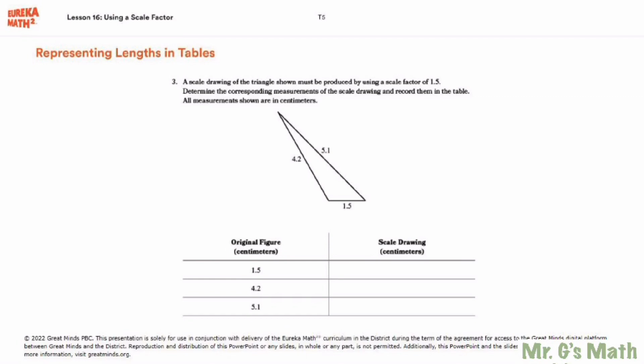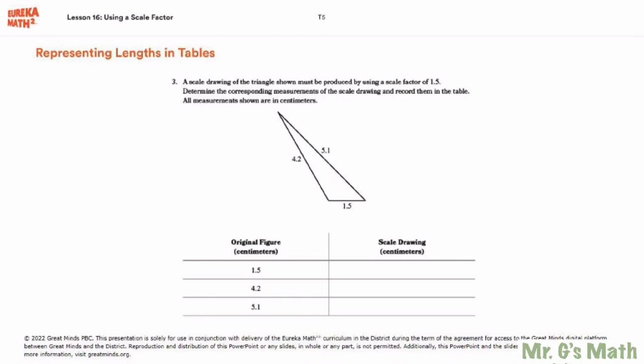But I don't think we have to do that because it says here, determine the corresponding measurements of the scale drawing and record them in the table. All measurements are in centimeters. So I need you to take that scale factor and find out what the new measurements of our scale drawing triangle are. Take a couple of minutes and figure out what these new numbers are. All right, so now go ahead and pause this video and let that 7A class figure out what the new measurements on the scale drawing are if the scale factor is 1.5.